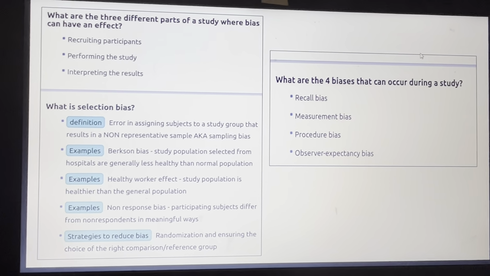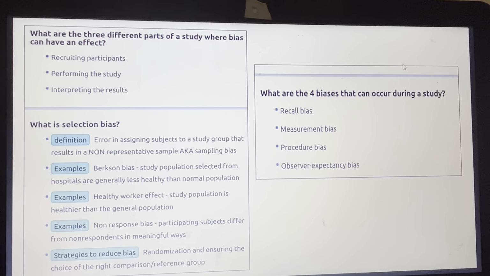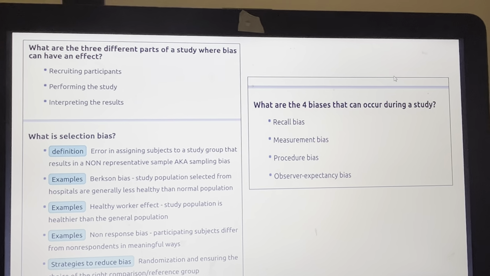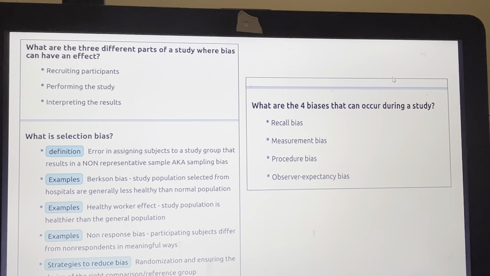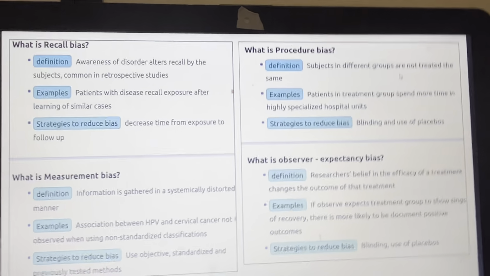How can we reduce the bias? By randomization and ensuring the choice of the right comparison and reference group. So four biases which can occur during the study: recall, measurement, procedure, and observer expectancy bias.